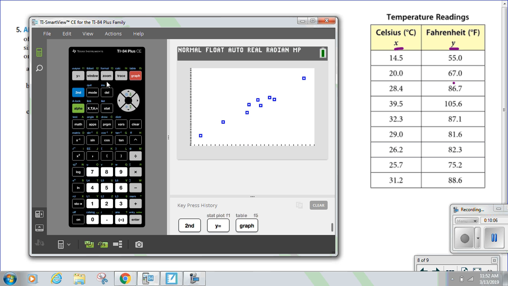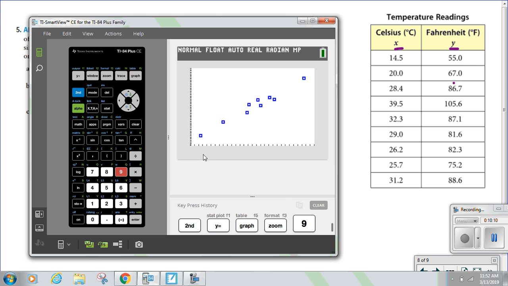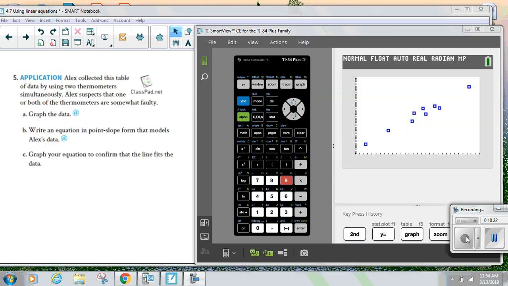Now, if yours isn't showing up, remember, you can go to Zoom and hit number 9, and that'll give you a good window to see your data. So this is the data from the table of values on the right. Right, so our next step is to find a line that fits this data. So give me 2 points on here that look like they would create a good line to fit this data, to find a line of best fit.